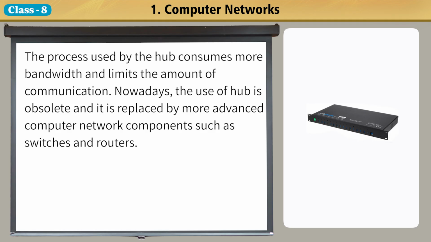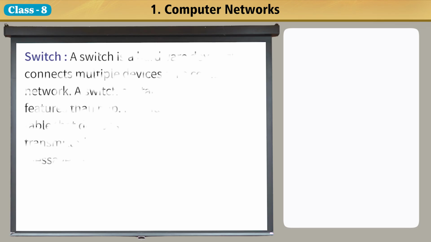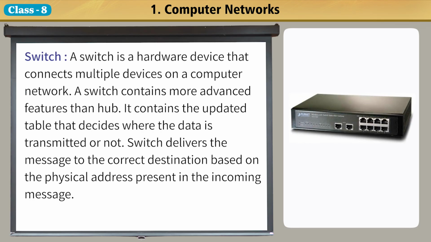Nowadays, the use of hubs is obsolete and they are replaced by more advanced computer network components such as switches and routers. Switch. A switch is a hardware device that connects multiple devices on a computer network. A switch contains more advanced features than a hub. It contains an updated table that decides where the data is transmitted.